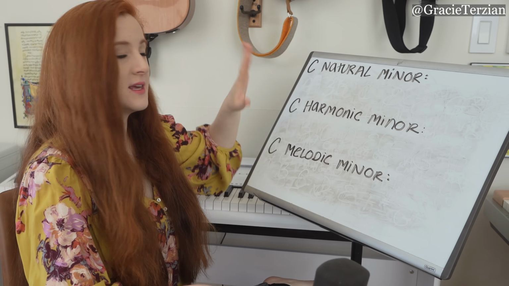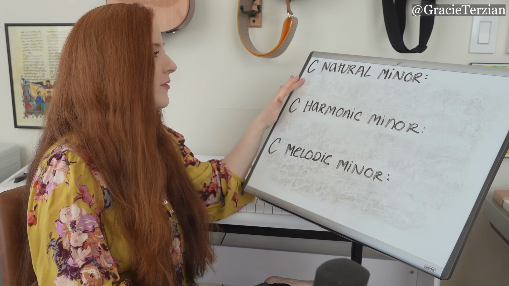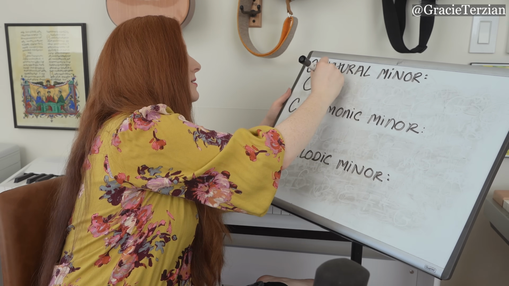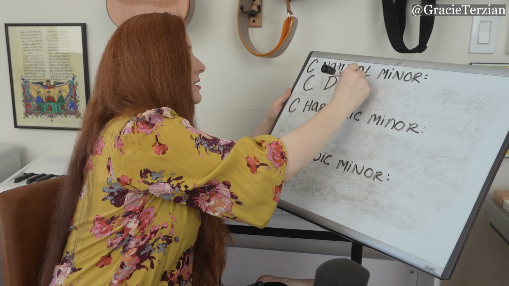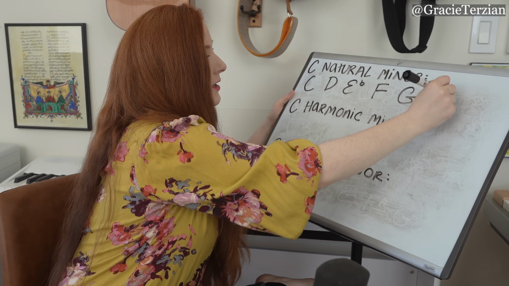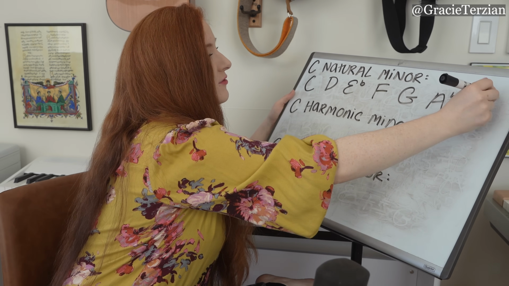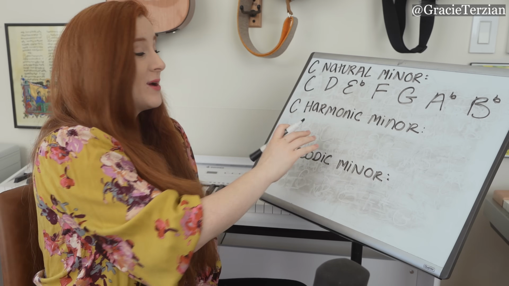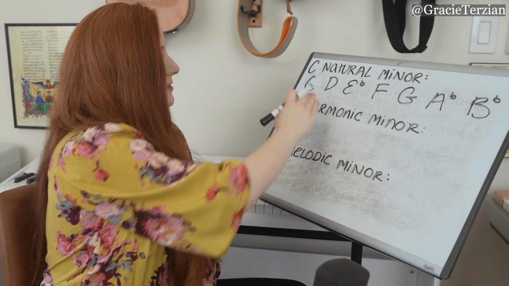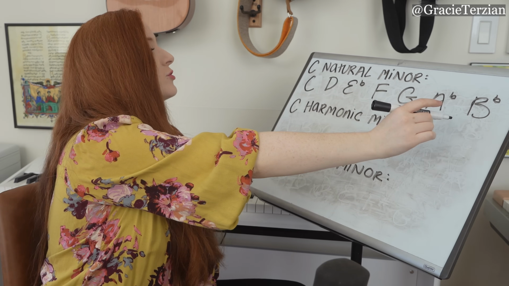So now let's look at the key of C minor, okay? So first we're going to write out the notes in a C natural minor scale, and the notes are C, D, E flat, F, G, A flat, and B flat. Okay? Now remember how I said the harmonic minor scale has a raised seventh, right? So what's the seventh note in the C natural minor scale?